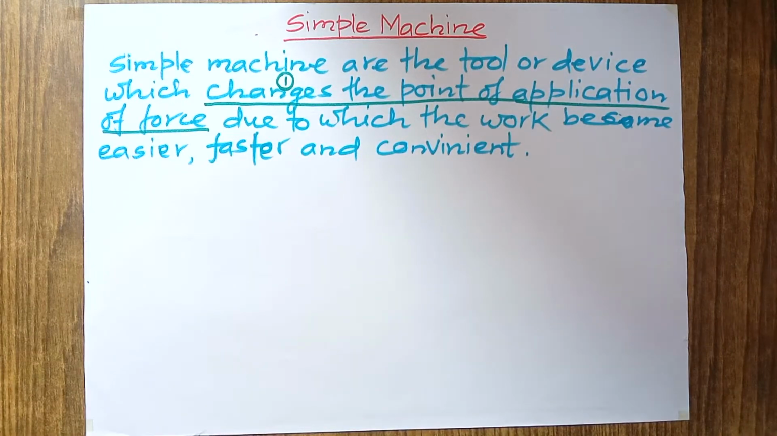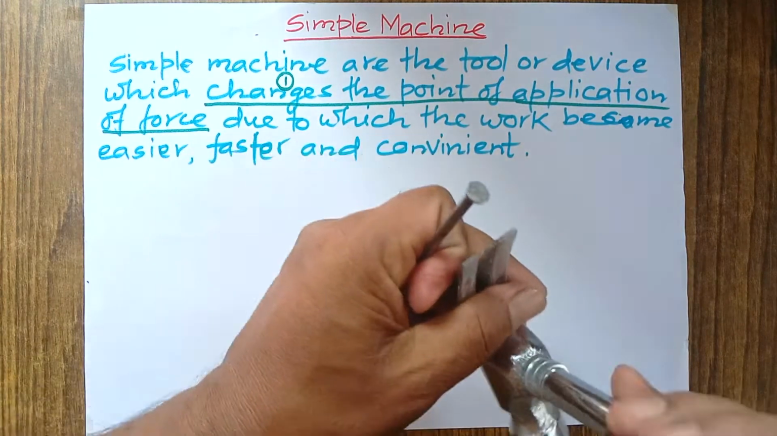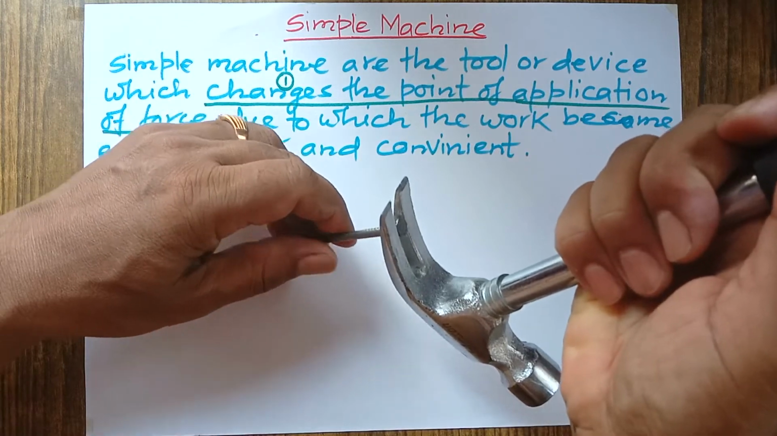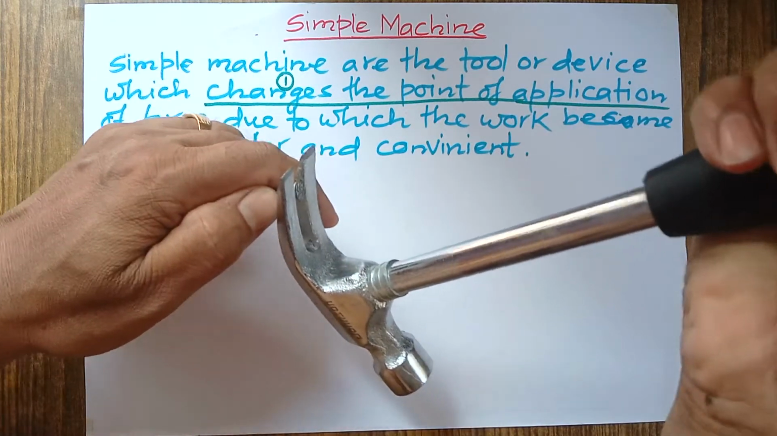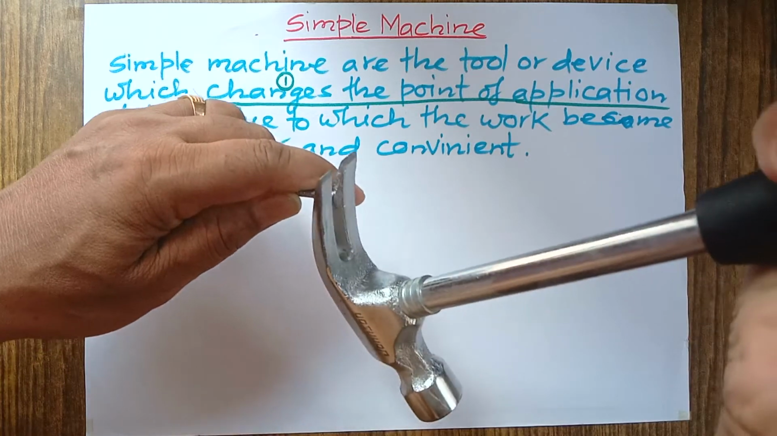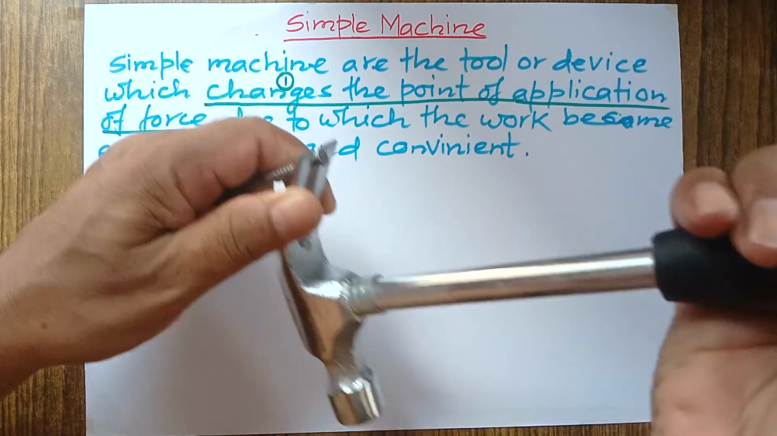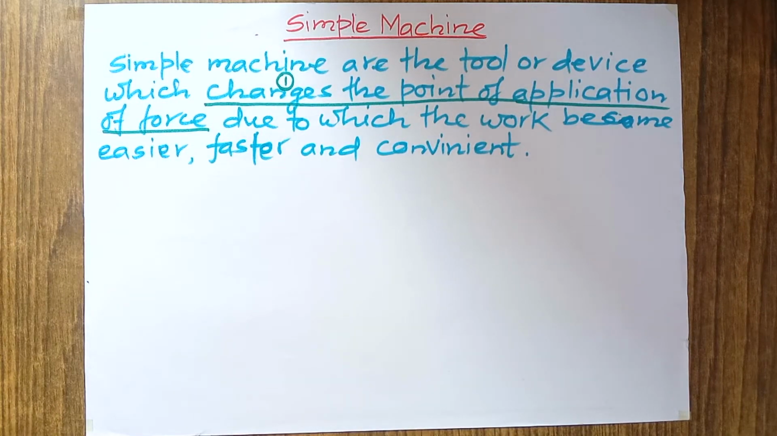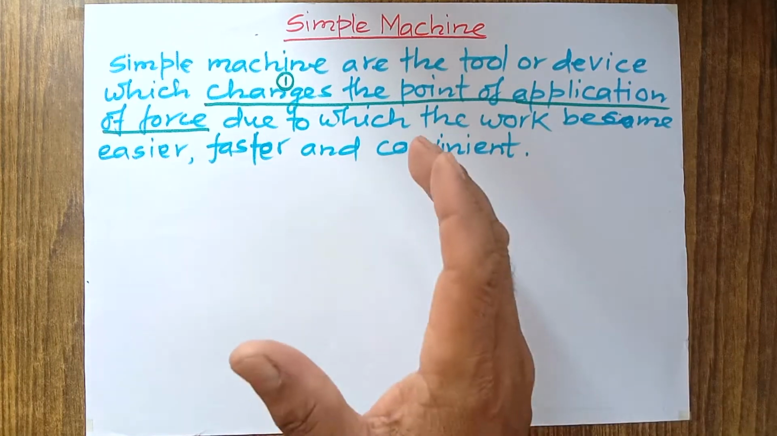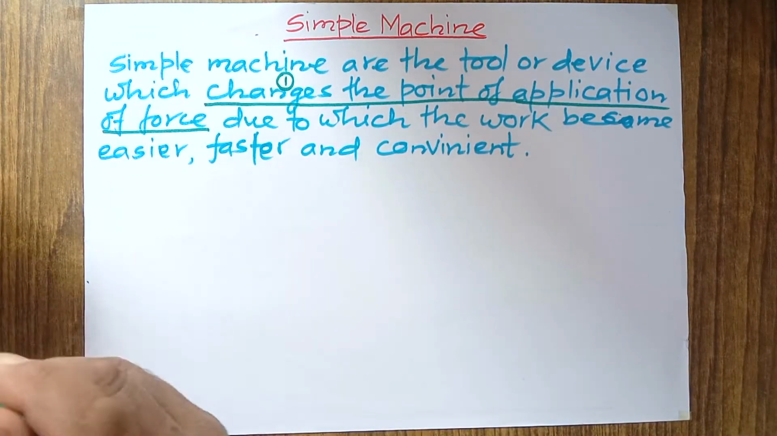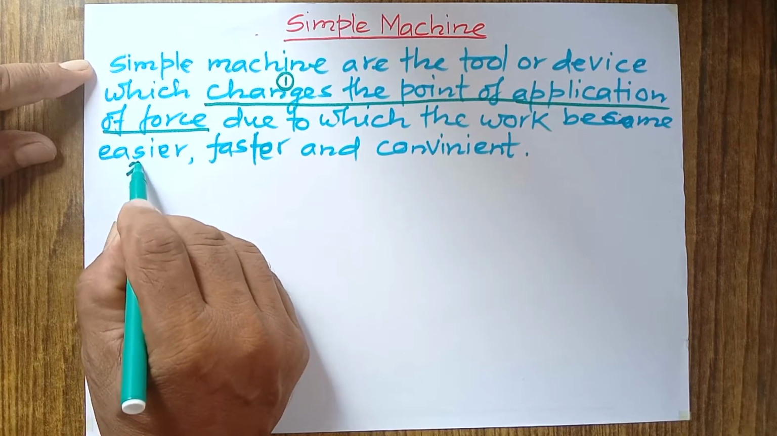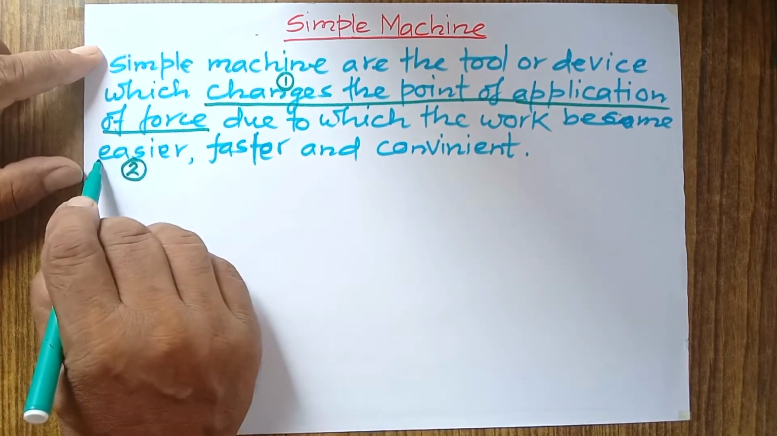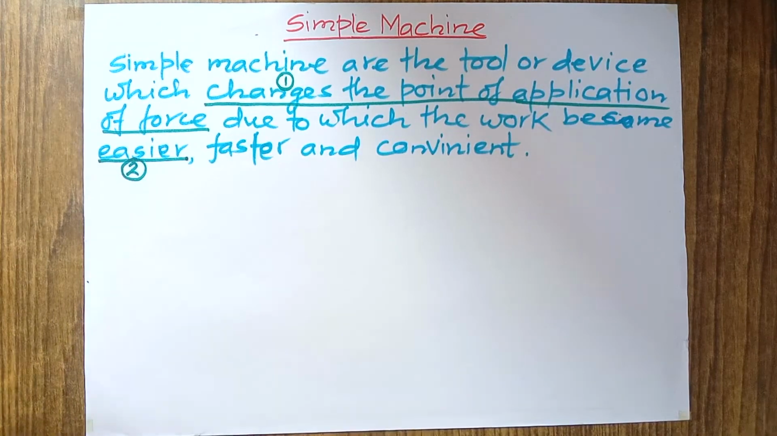Just for example, this is a claw hammer, and if we have to pick up a nail, we'll apply force at this point. This way we'll pull it, and force is applied at this point, but its effect is produced at this point. In all the simple machines, actually force is applied at one point, its effect is produced at another point. And due to this reason, it makes our work easier. Look at this. What is the meaning of this saying? How does it make our work easier? Now we can take an example.